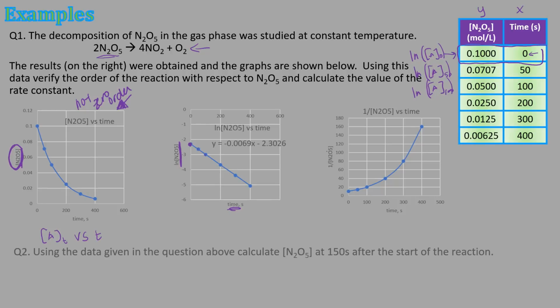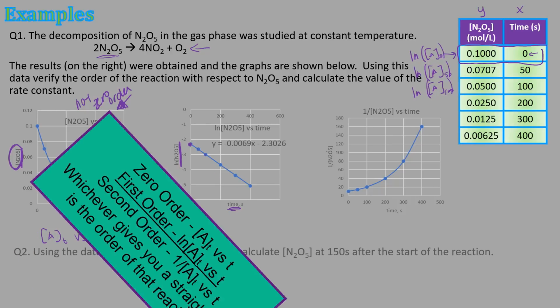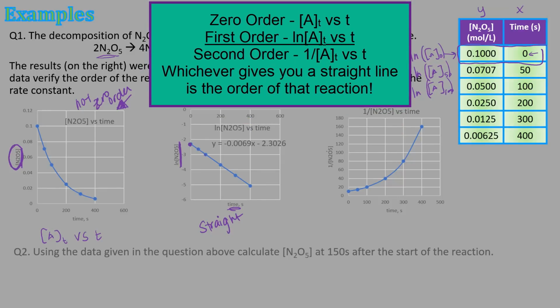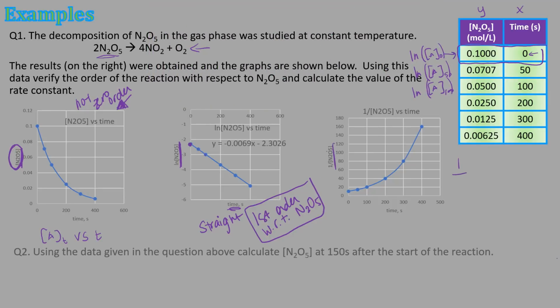And when we graph it, we get a straight line. It's straight. And since this one has the natural log of N2O5, that means that this is first order. So the reaction is first order with respect to N2O5. We know it's not second order because 1 over A at time t versus the time is not a straight line, it's a curved line. So since it doesn't give us a straight line, it's not second order.